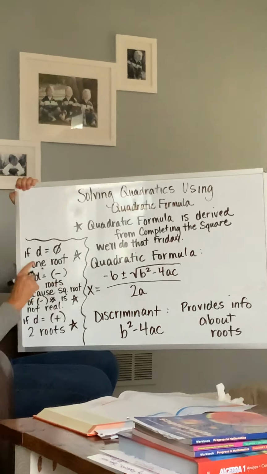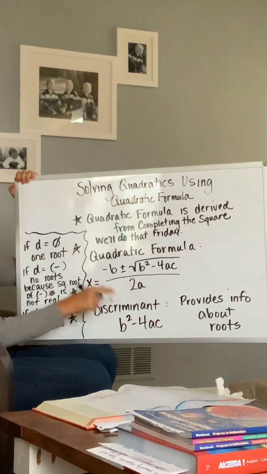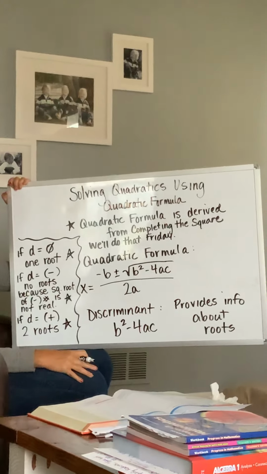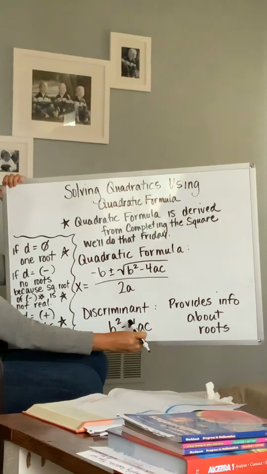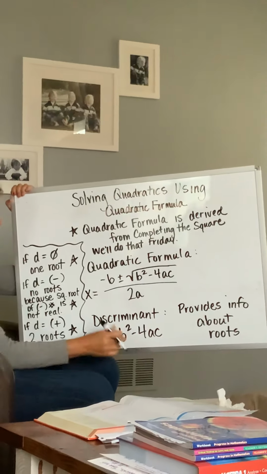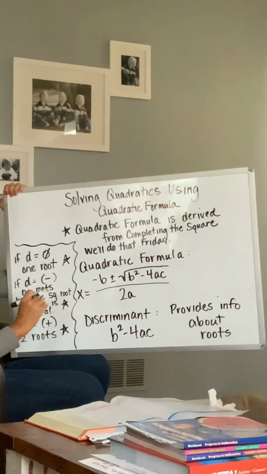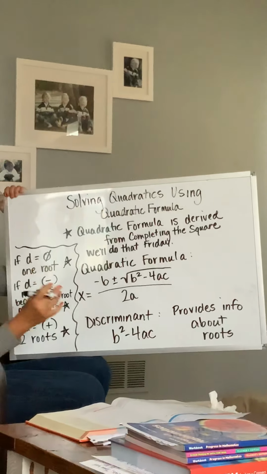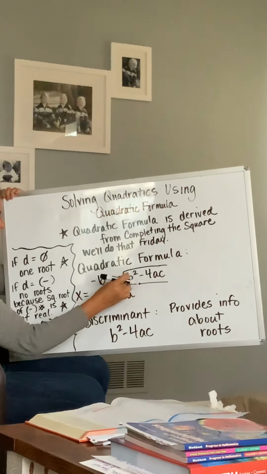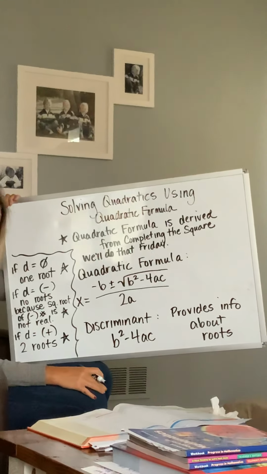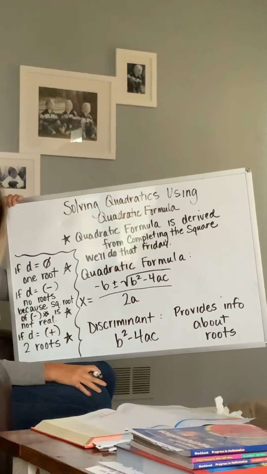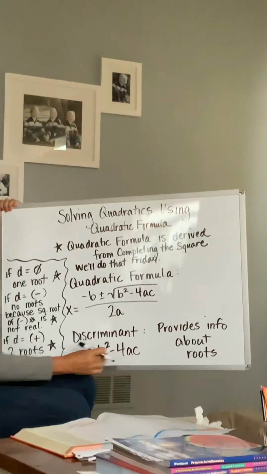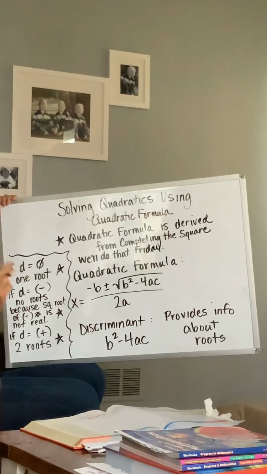So if your discriminant equals 0 after you've solved it, there's only one root, okay? If your discriminant is negative once you've done this, it's not going to have any roots because the square root of a negative number is not real. Remember, it's imaginary. So, can you take the square root of a negative number? No, you cannot. Well, you can, but it's imaginary. You're not going to learn that until Algebra 2, okay? If, when you solve, the discriminant is positive, you're going to have two roots.